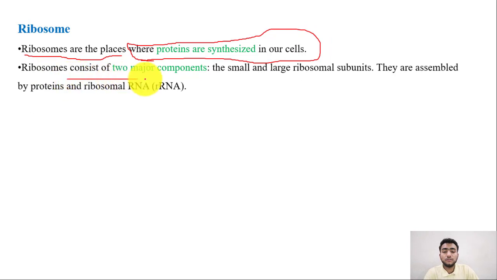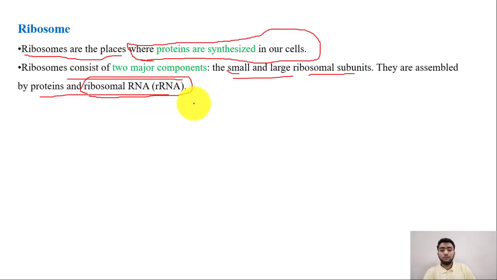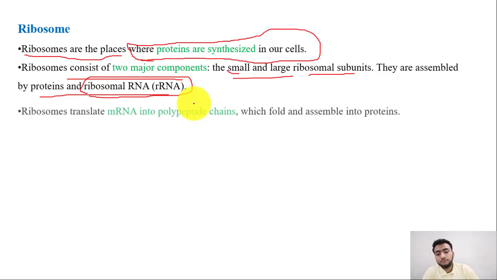Ribosomes consist of two major components. There are two subunits, guys, a small subunit and a large subunit, and they are assembled from proteins and ribosomal RNA. There is a different form of RNA that's called ribosomal RNA, abbreviated as rRNA. So these two structures are composed of proteins and ribosomal RNA.